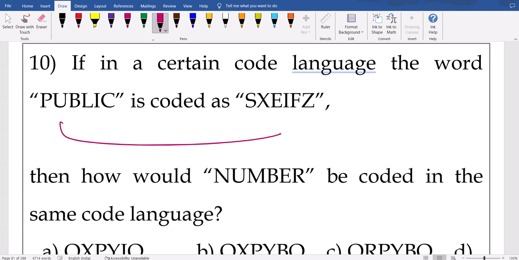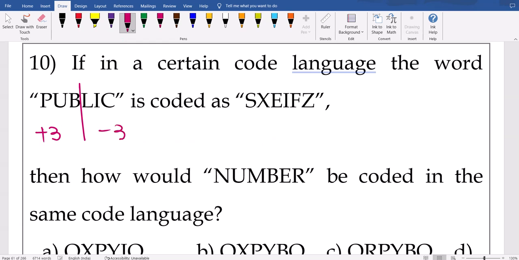Plus 3, minus 3. Is it plus 3, minus 3? Yes. First 3 letters plus 3. Guys, listen, that's important. For the first 3 letters, plus 3 logic. For the last 3, minus 3 logic.